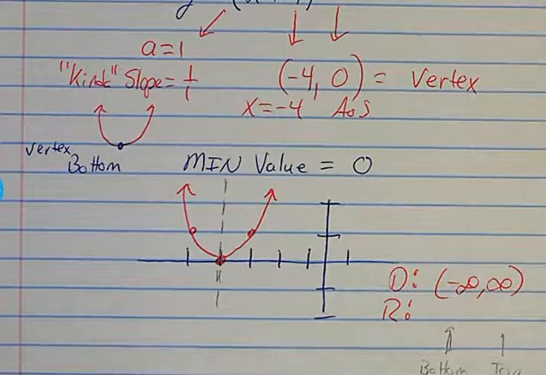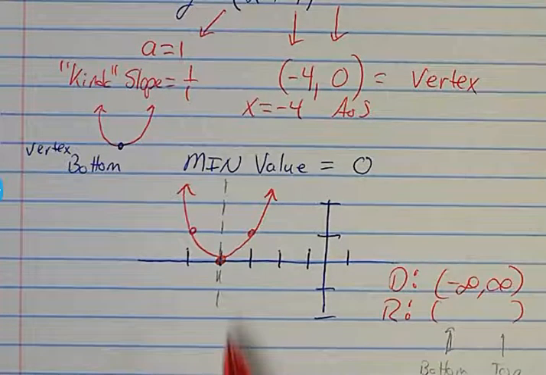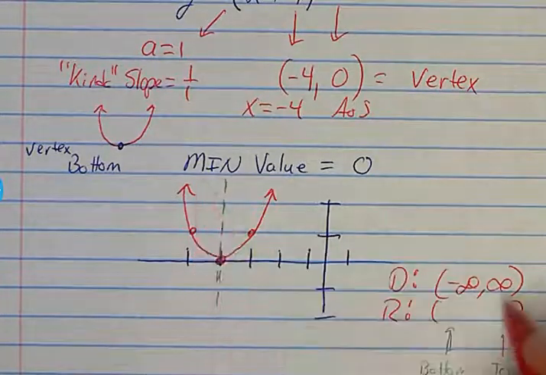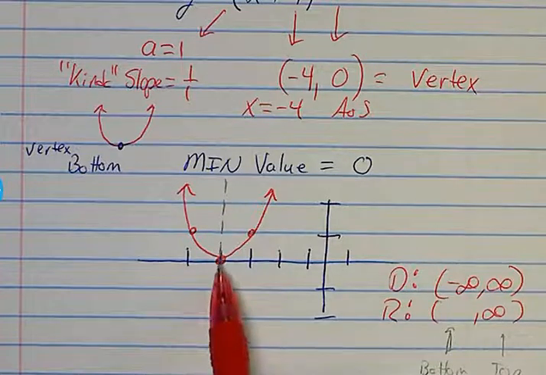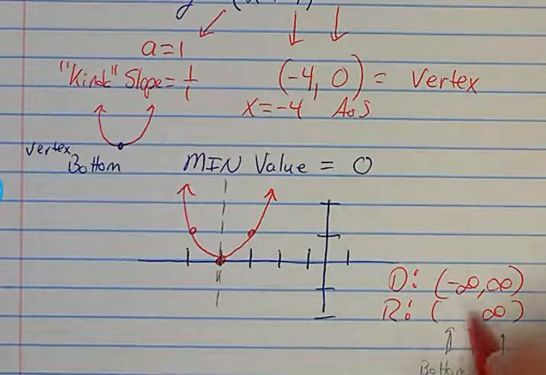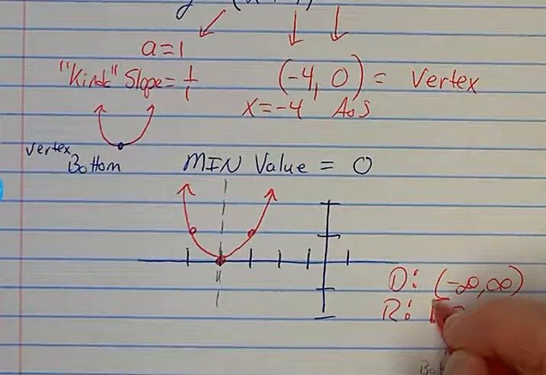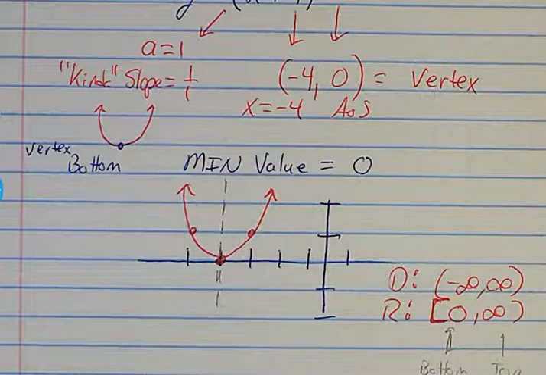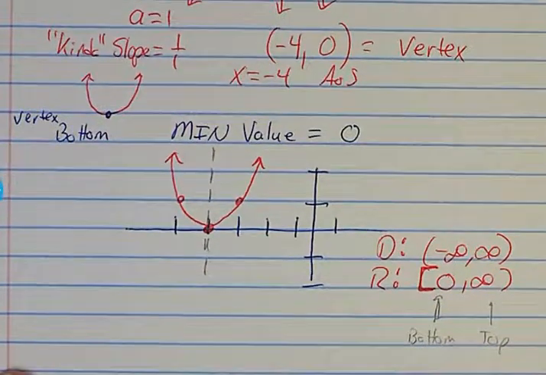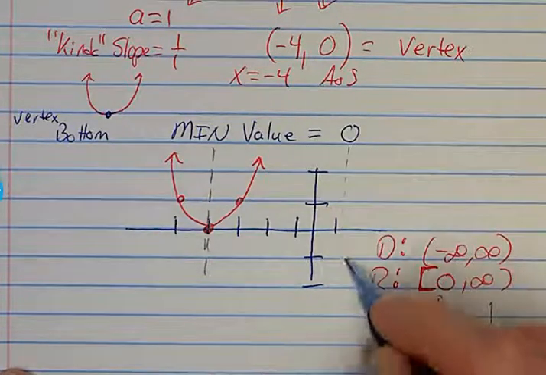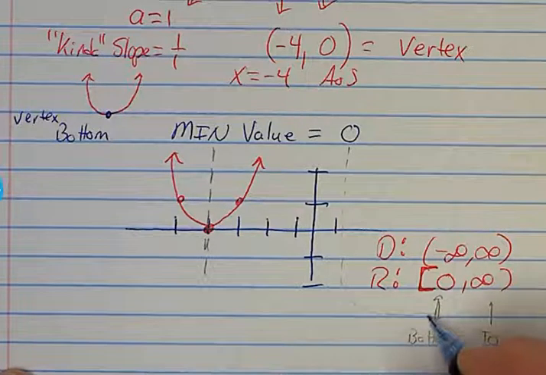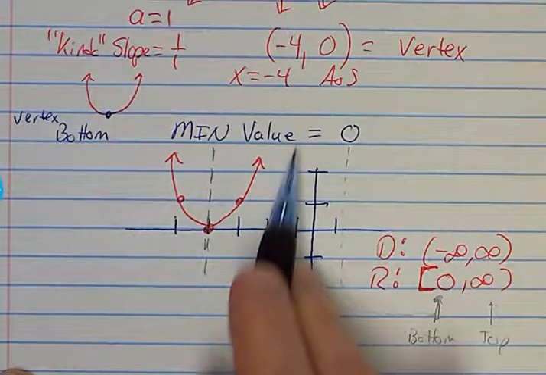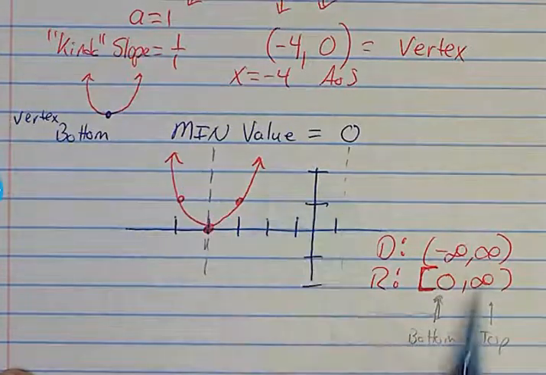Okay, and again, when you do the range, you want to tell me the bottom number first. Now, the top goes to infinity, so that's there. The bottom of the graph is right here. And when you talk about the bottom, that's going to be your max or min value, which in this case was 0. So let's go from 0 to infinity. Again, if it's the minimum value, it goes first in the range. If it was a maximum value, it would go second.